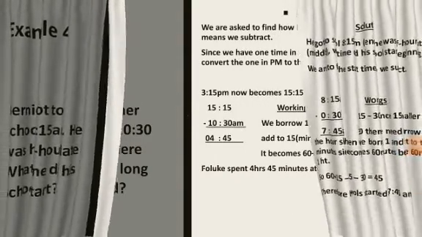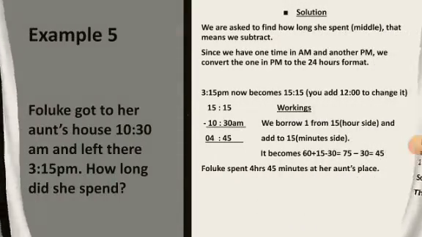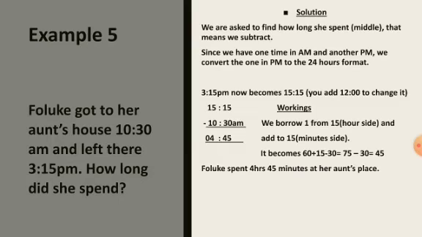So let's take our example 5. Foluke got to her aunt's house at 10:30 a.m. and left there at 15 minutes past 3 p.m. How long did she spend? Now our solution. We are asked to find how long she spent, which is the duration. That means we subtract. Since we have one time in a.m.